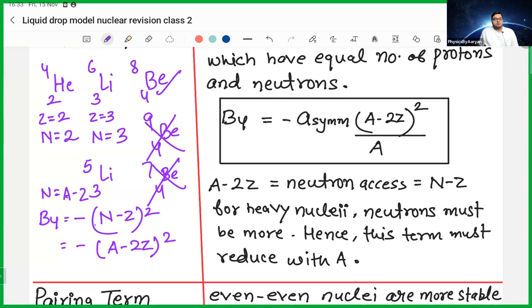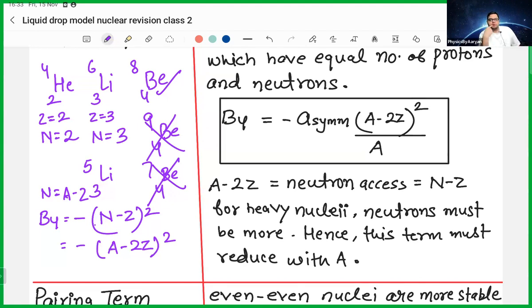Okay? So one thing is very clear that this term will be negative because whenever the asymmetry is there, asymmetry basically means protons and neutrons are not the same. Whenever there is asymmetry, the instability will increase and binding energy will decrease. If the binding energy decreases, stability also decreases. Okay, perfect. So this term will depend upon the difference in number of protons and neutrons, and its square.